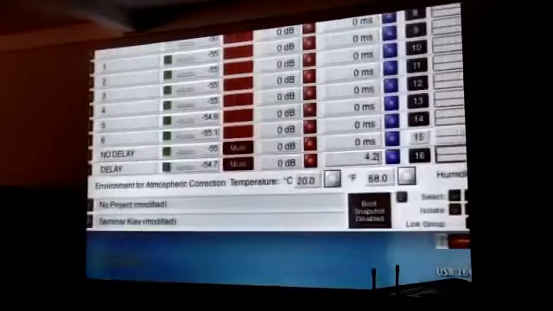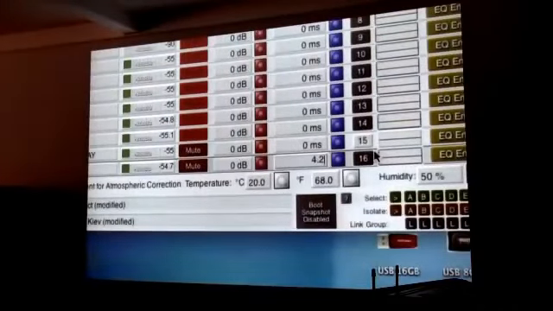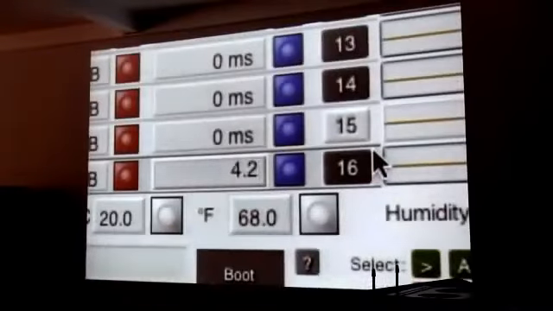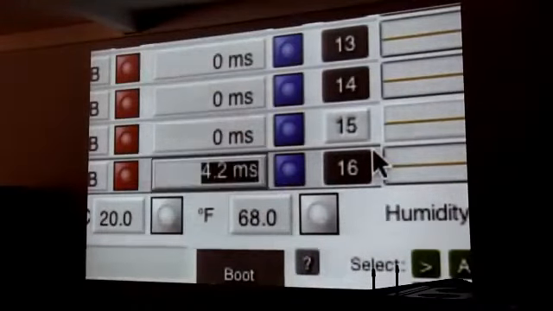If I do 4.2 milliseconds, what is that? 150 degrees. And in reality it is 151.